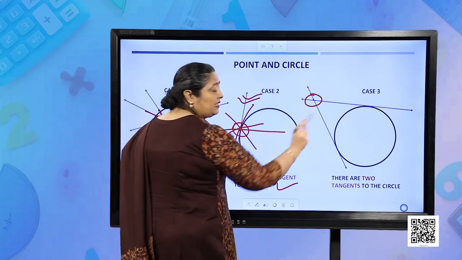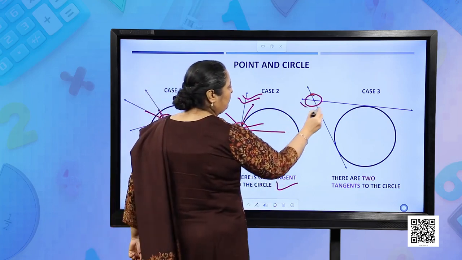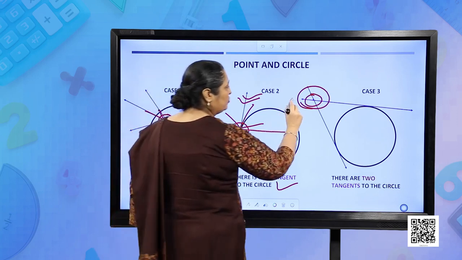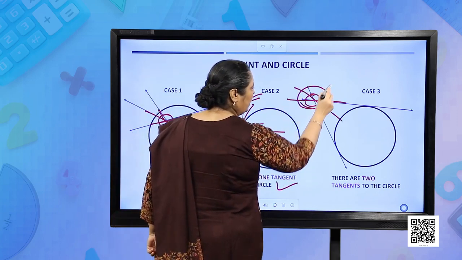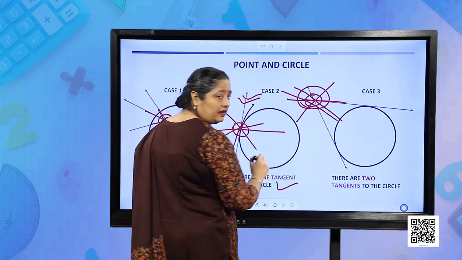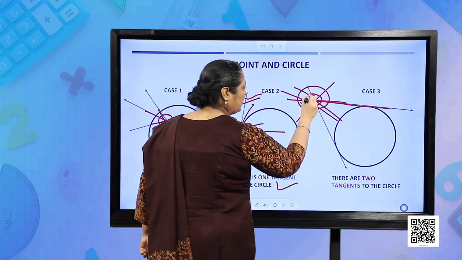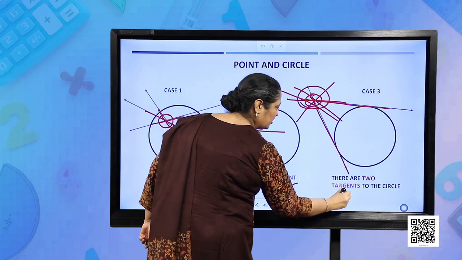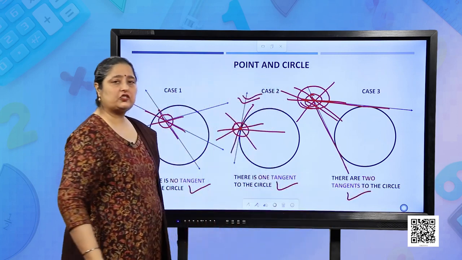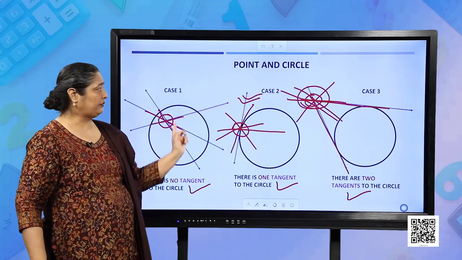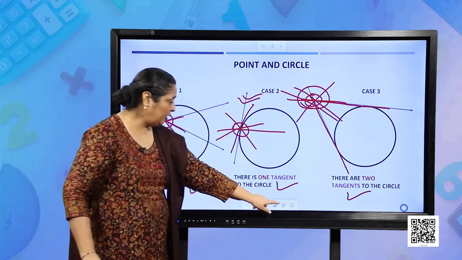Let us see the third case. We have a point outside the circle. How many tangents can we draw? We can draw as many lines as we want, but we have only two tangents. This is one tangent and this is the second tangent. So, we have two tangents to the circle when the point is outside the circle. So, we have three cases. I hope it is clear now.